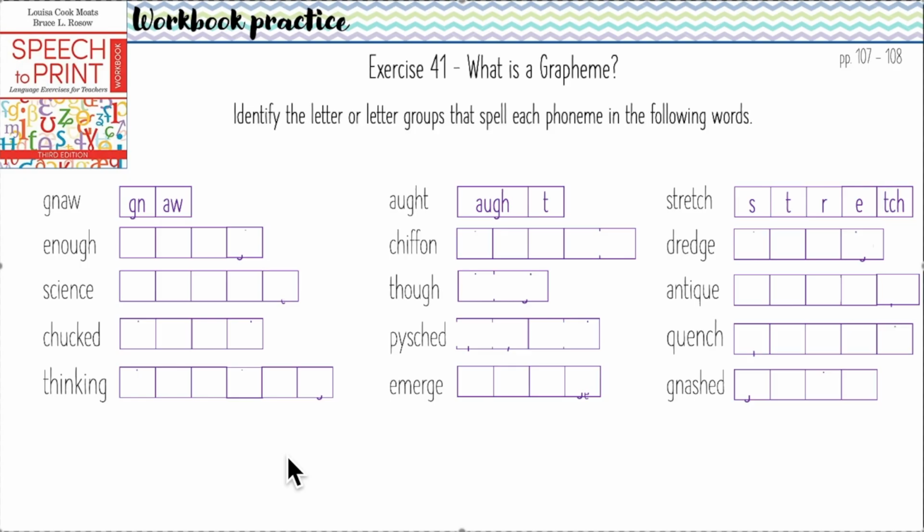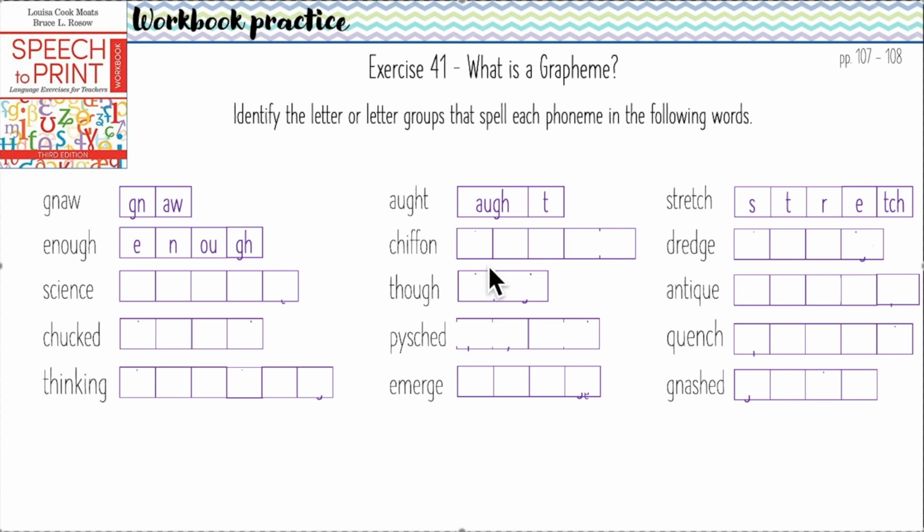Welcome back. If you didn't pause, thanks for sticking around. So let's do enough. 4 sounds. This is one of the reasons why we did some of that phoneme counting in chapter 2. It's because we need to make sure we can identify each one of the sounds so we can segment. We have E, N, U, F. So we have 4 sounds. E, N, U is going to be OU, and F is actually the GH.